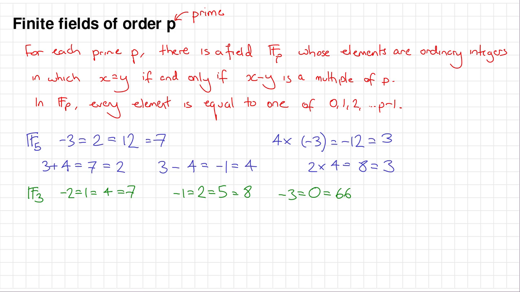So going back into F3, again, let's do a little bit of arithmetic. 2 times 2 will be equal to 4, and of course that's equal to 1 in F3, because 4 and 1 differ by a multiple of 3. 2 times minus 3 will be equal to 0, because 2 times minus 3 is minus 6, and every multiple of 3 is equal to 0 in F3. If we do minus 1 times 2, that will be equal to minus 2, and minus 2 is equal to 1. And of course, 2 is equal to minus 1 in F3.